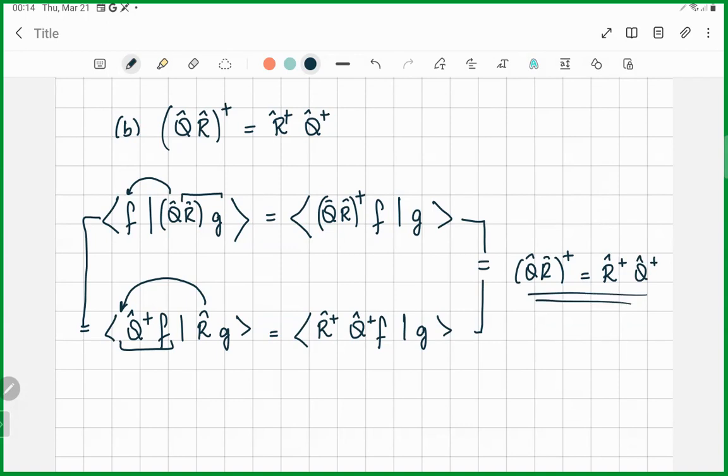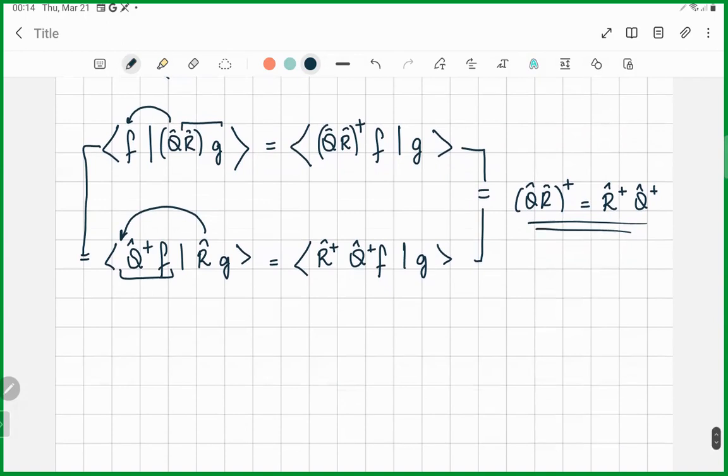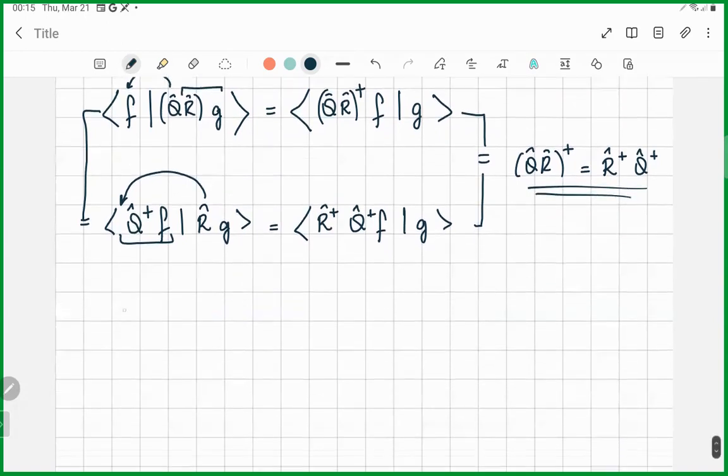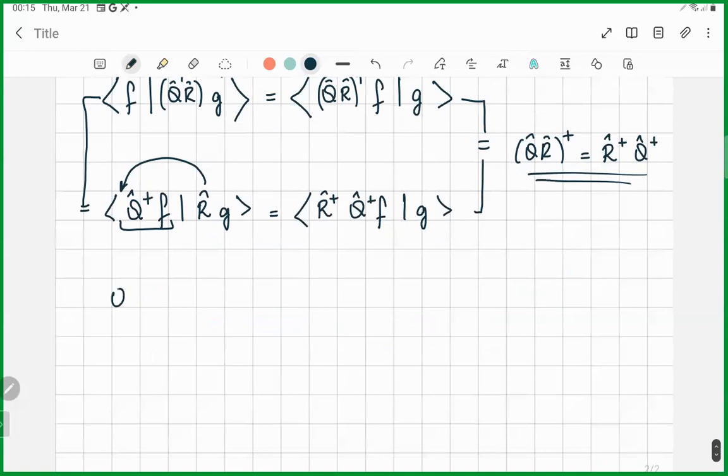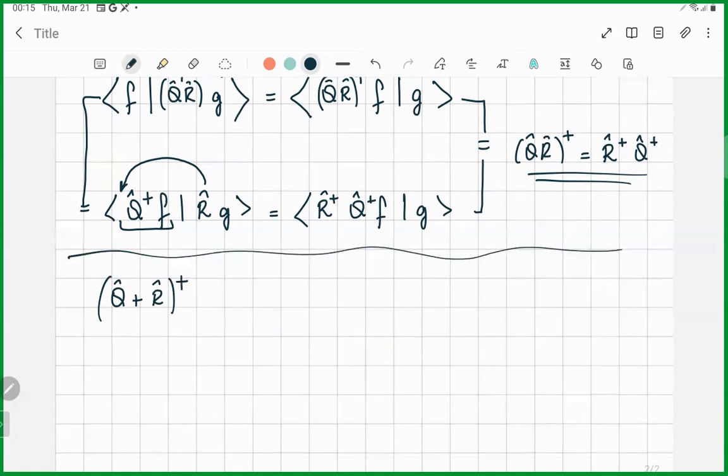Okay, now how about the next one? The Q plus R. So now we want to show that the Hermitian conjugate of this sum is the sum of the Hermitian conjugate of each. Now, this is easy to show because you can go straight to the definition of this relation. Let me write it here.